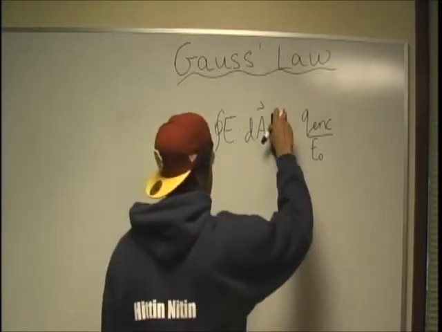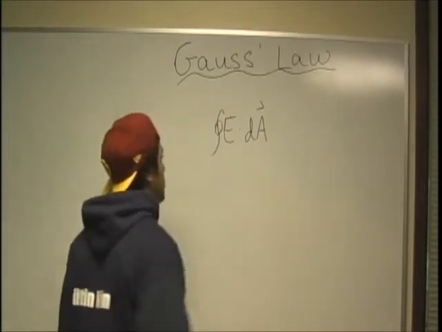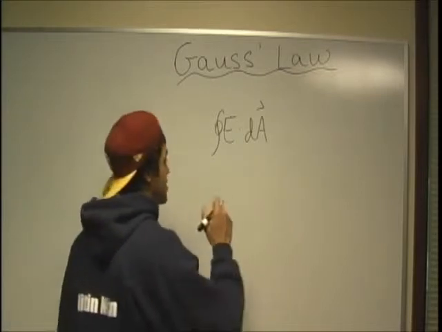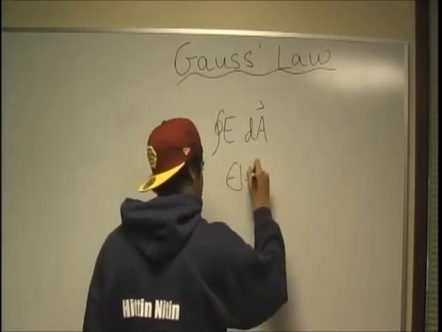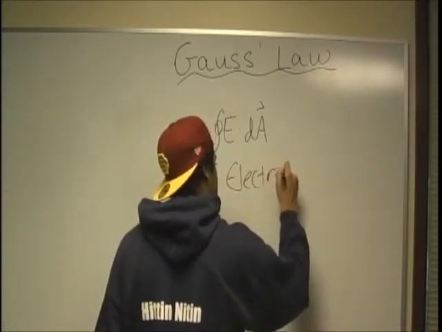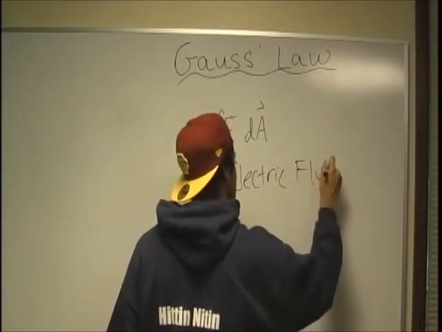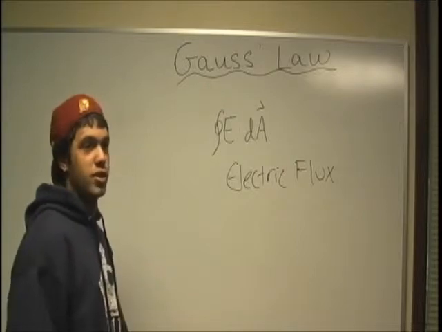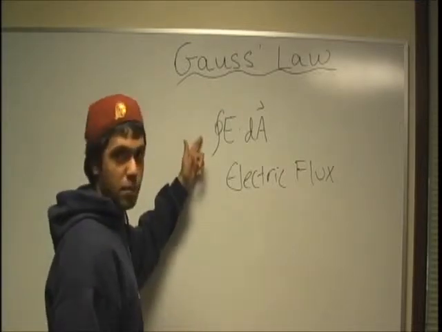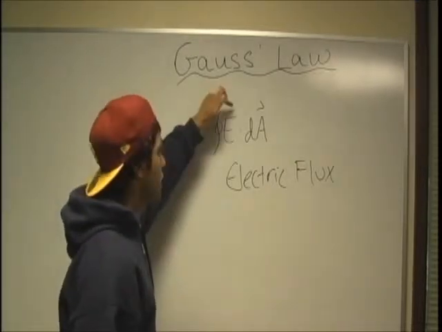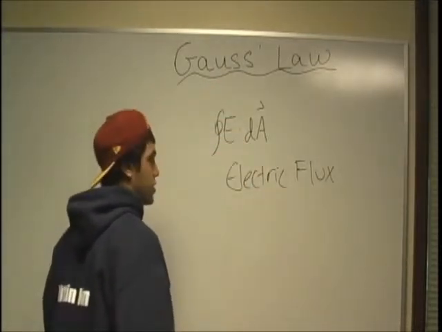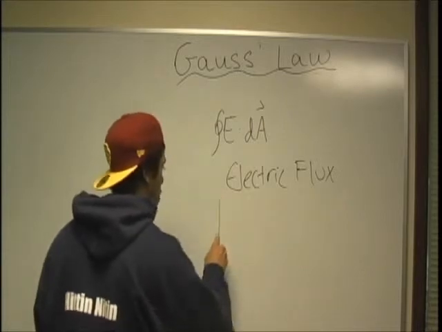So let's get rid of this. E dA, integral along a line. This means the electric flux. To solve for the electric flux, you're taking the integral along the shape of the electric field at each of these little areas. So, for example, let's draw a sphere.